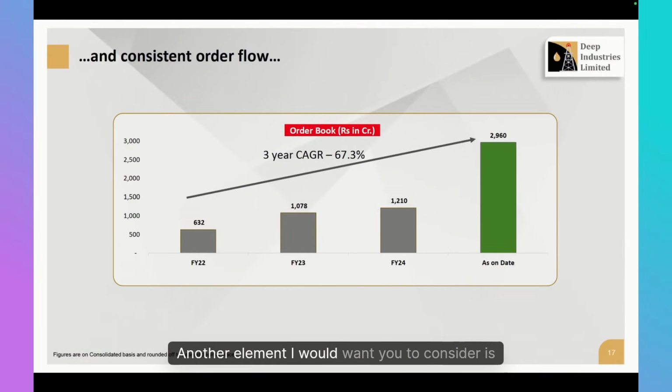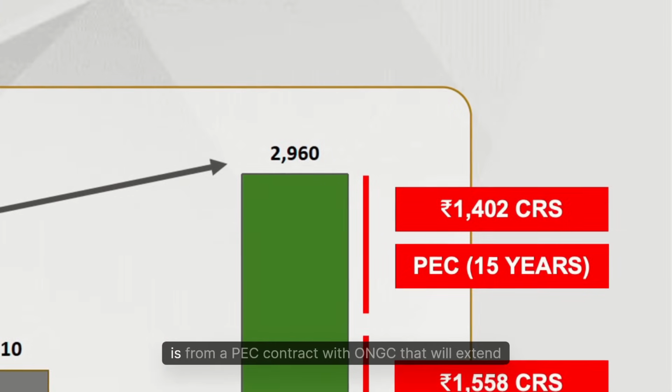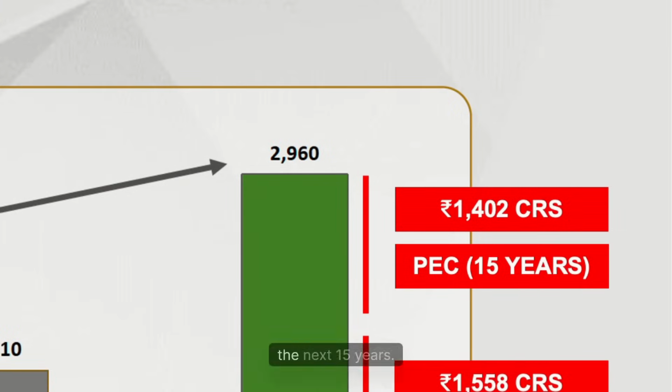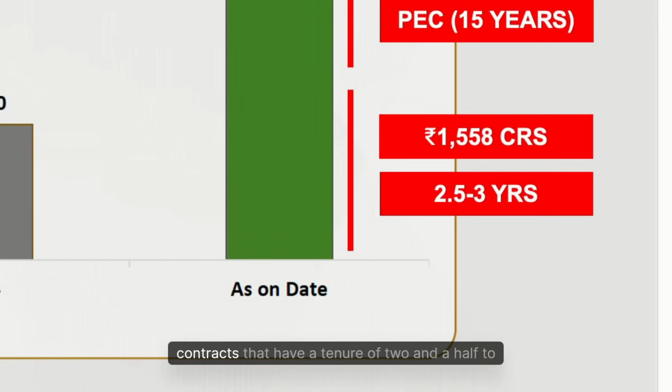Another element I would want you to consider is the order book. Please note, some part of this order book, about 1,400 crores, is from a PEC contract with ONGC that will extend for the next 15 years. It starts from this year, so it will extend for 15 years, while the rest will come from the regular contracts that have a tenure of 2.5 to 3 years.